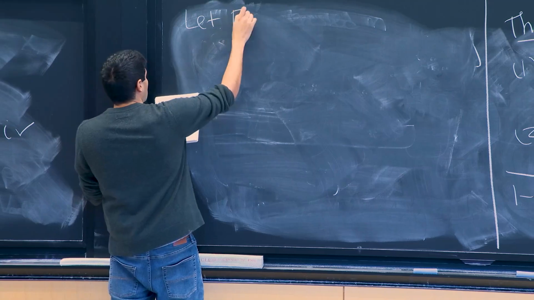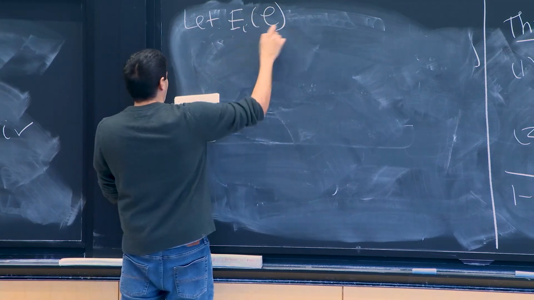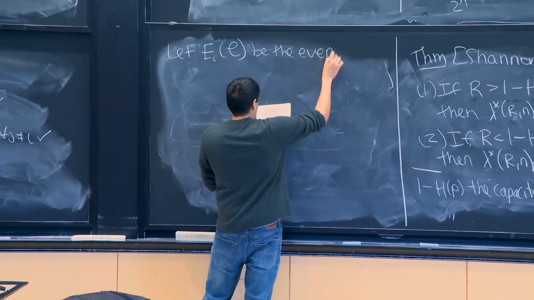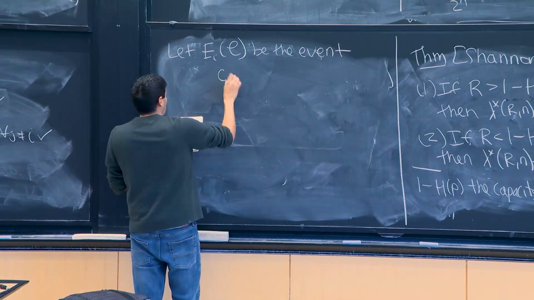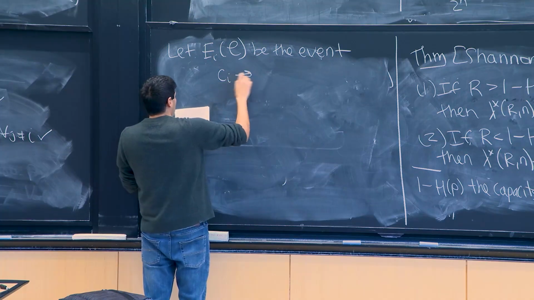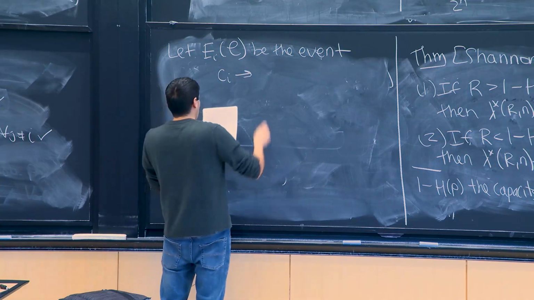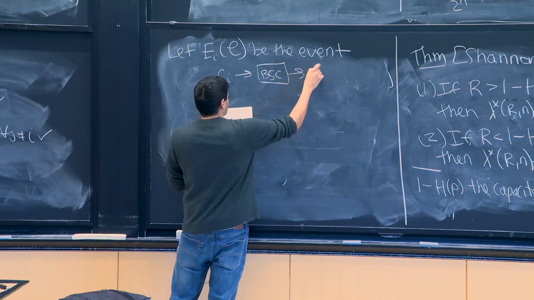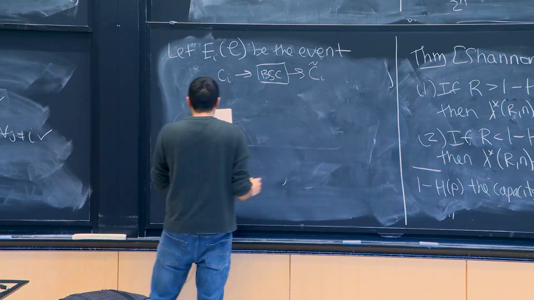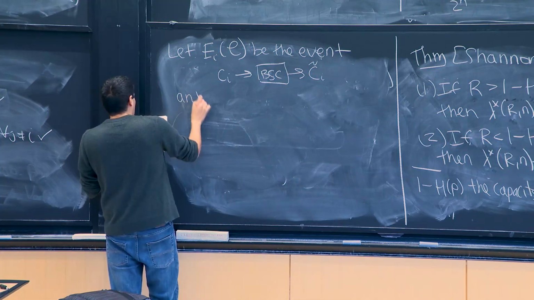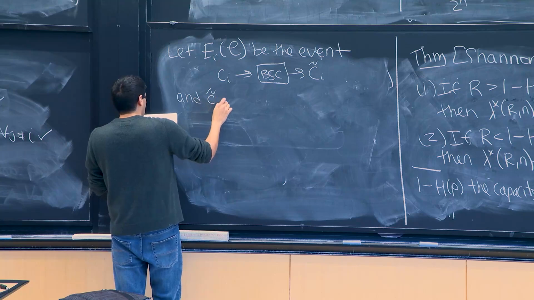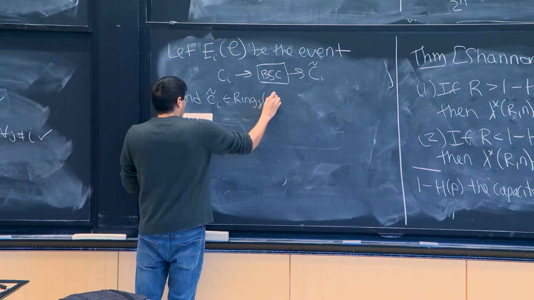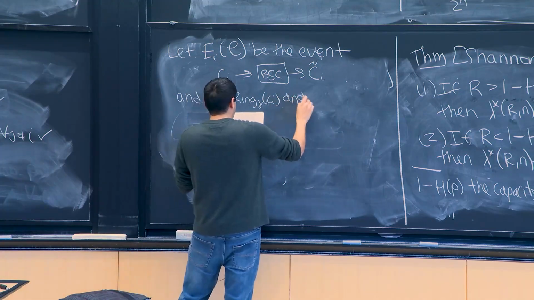So I'm going to let E_i of my codebook, script C, be the event that everything goes well. That I send in my ith code word from my codebook through the binary symmetric channel, I get out some received message C tilde i, and I have exactly the properties that are promised to me in this key lemma, Lemma 1. I want that my received word belongs to the ring around Ci, and it belongs to no other ring.